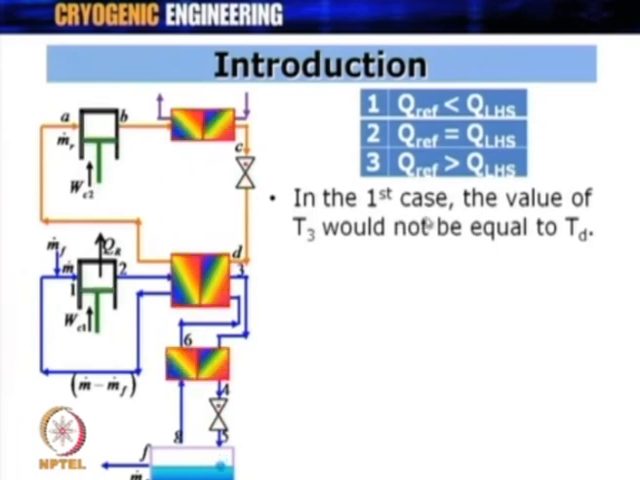In the first case, the value of T3 would not be equal to TD. What is the first case? When QREF, or the refrigerant effect that is given by this pre-cooling circuit, is less than QLHS.